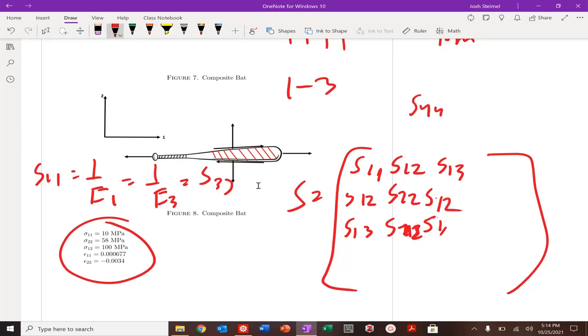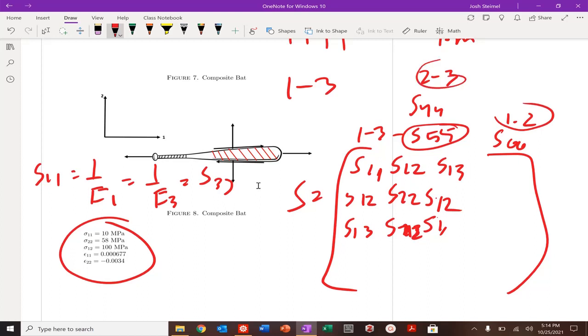My S44 refers to the 2, 3 plane, my S55 corresponds to the 1-3 plane, so this is going to be unique. S66 is the 1-2 plane. So anything that has a 2 in it is going to be behaving the same. So my S44, S55, S44. That's the key distinction there.